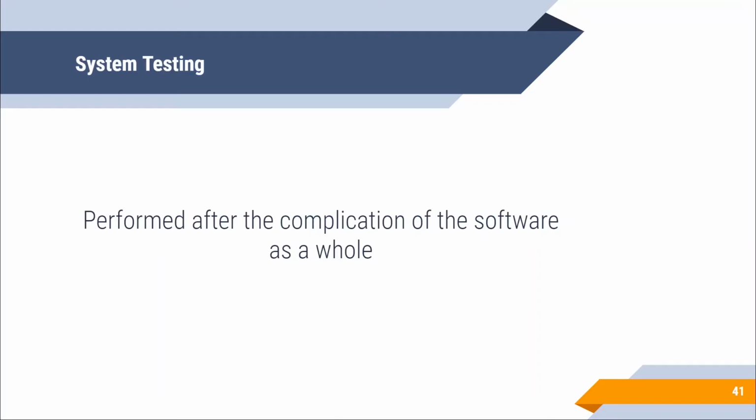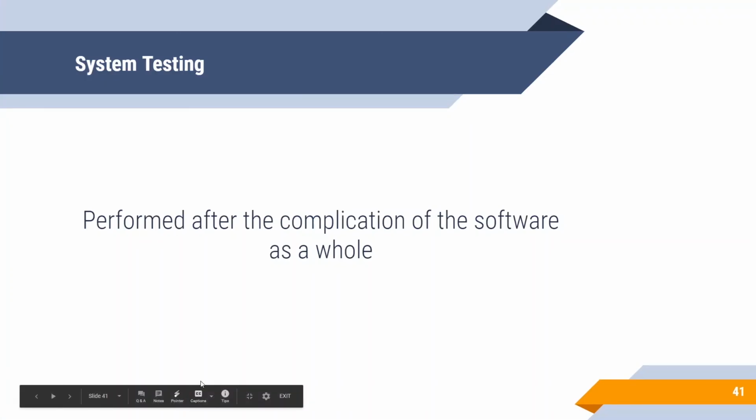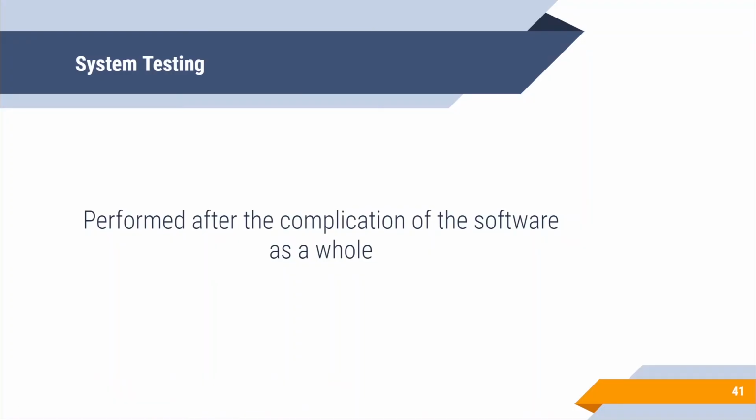So the difference between system testing and integration testing is that in integration testing, you are not compiling a software. Integration testing can also be thought of as multiple units testing together. So system testing is performed after the compilation of the software as a whole.